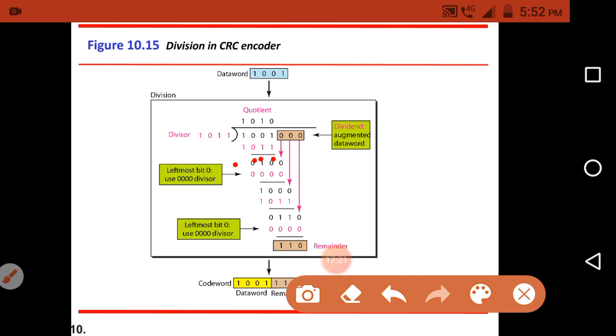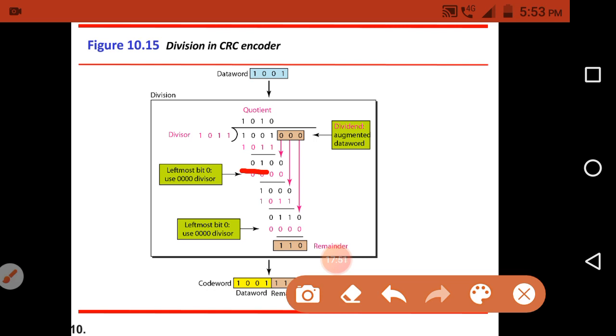Okay, and what remainder will we get? That will be 0 1 0. So we have got only 3 bits here. We need to select only 3 bits, that is 0 1 0. So a 3-bit remainder we will get here, that is 0 1 0.